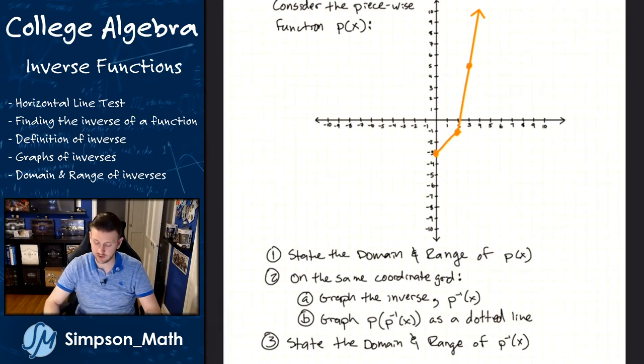Then on the same coordinate grid, so draw this onto your notes, graph the inverse, p inverse of x, and then graph p of p inverse of x as a dotted line, and then state the domain and range of p inverse of x. So pause the video, try this one on your own.